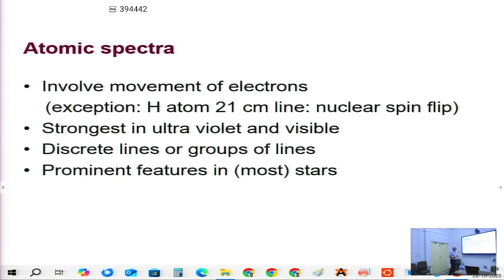So the strongest atomic lines are in the ultraviolet and the visible. The visible is good for astronomy. At the moment, there's very little good ultraviolet capability up there. The Hubble Space Telescope is not particularly high resolution.